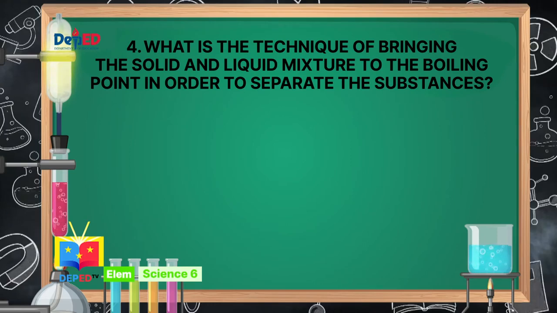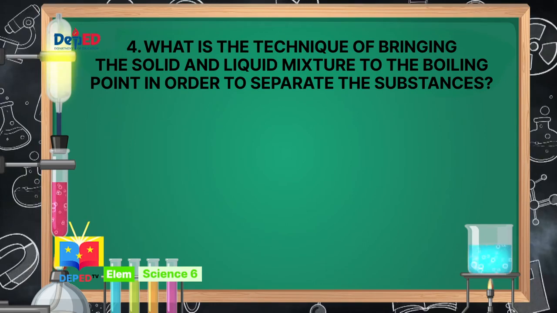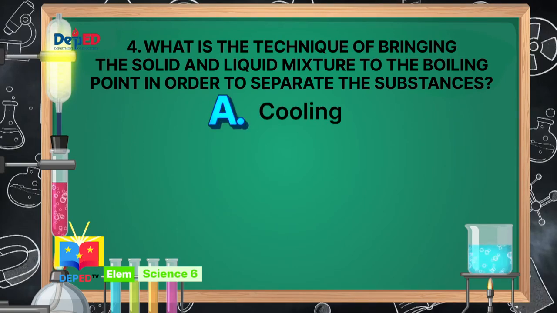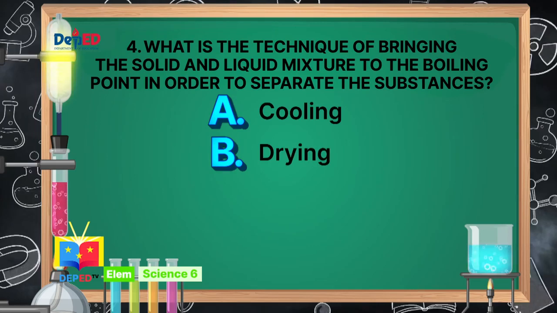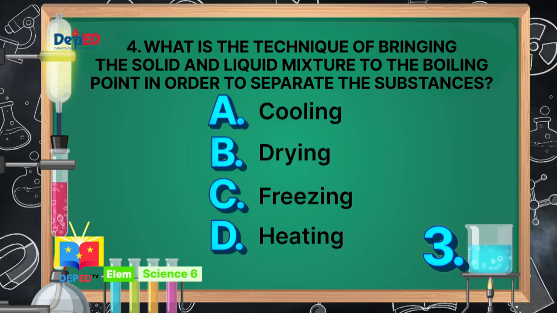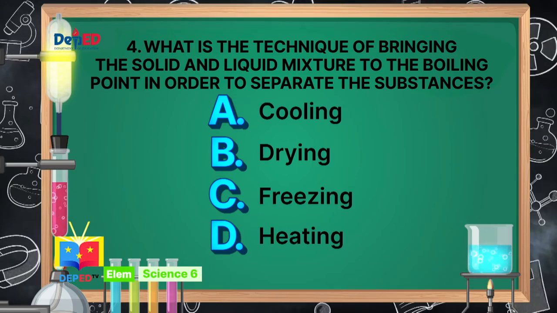Number 4. What is the technique of bringing the solid and liquid mixture to the boiling point in order to separate the substances? A. Cooling. B. Drying. C. Freezing. Or D. Heating. The correct answer is D. Heating.